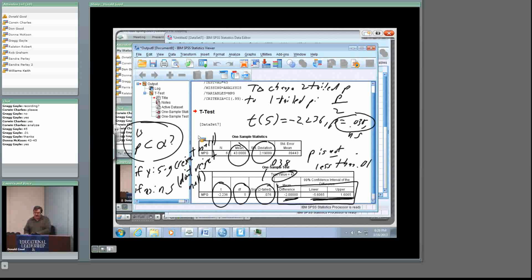The test value is predetermined. In this case, our benchmark was 45 miles per gallon. Okay, good question. The question was, is the test value predetermined? The answer is essentially yes. That's what you put in. It doesn't pop out.